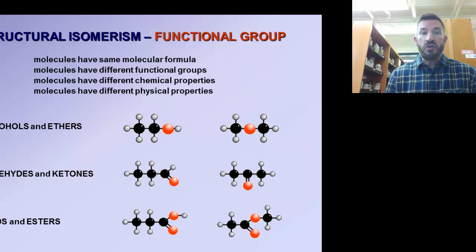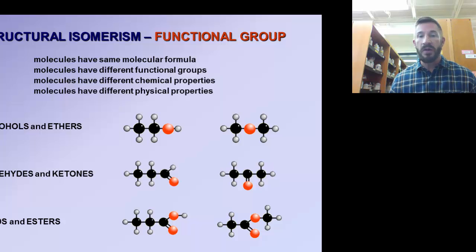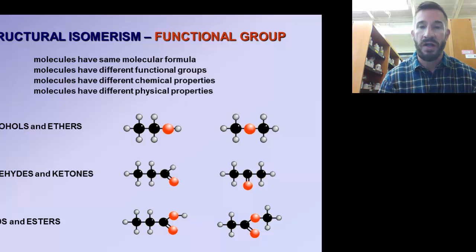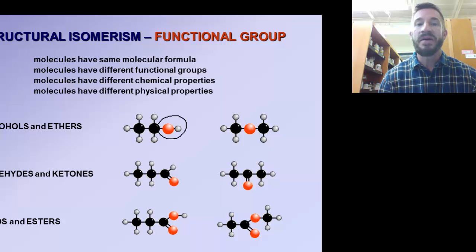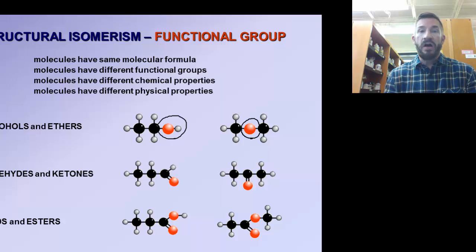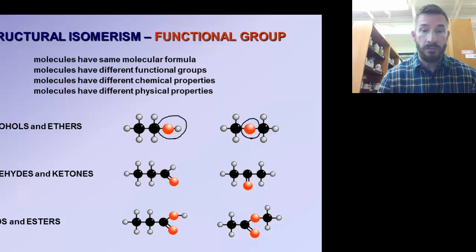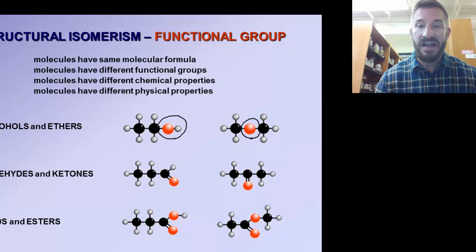If we look at structural isomerism in functional groups, an example of that would be an alcohol and an ester. They have exactly the same molecular formula, but we've moved the oxygen around. Here the alcohol has an OH at the end, but in the ester, which is right here, the oxygen is in the center. Another example of a functional group isomer is an aldehyde and a ketone. The first one is an aldehyde, and in the aldehyde, the functional group is at the end.